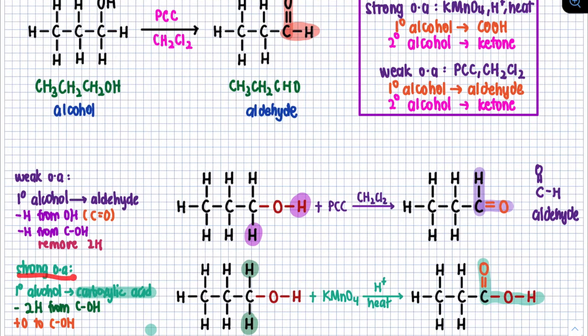For a strong oxidizing agent, the primary alcohol will become a carboxylic acid. In this case, we still remove 2 hydrogen from the carbon containing the OH, but in addition, we will add oxygen to the carbon itself. So what does it mean here?